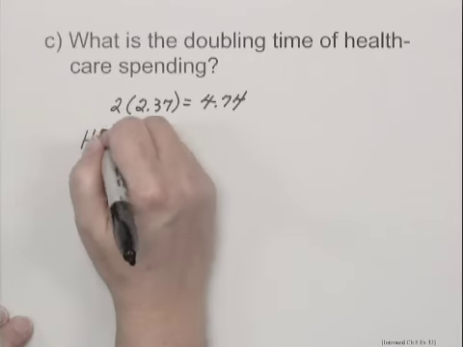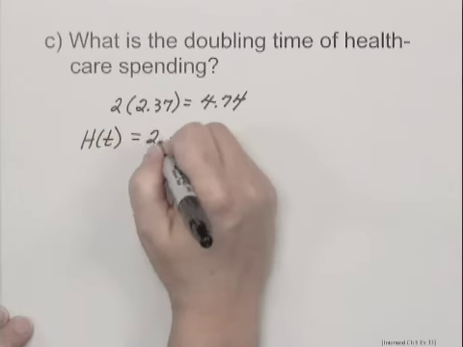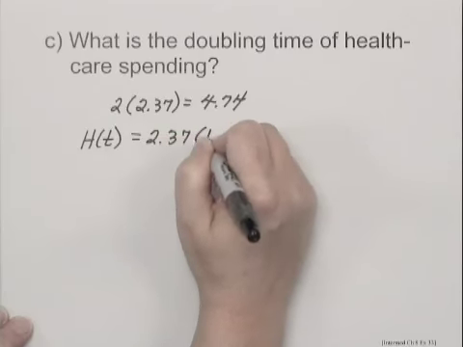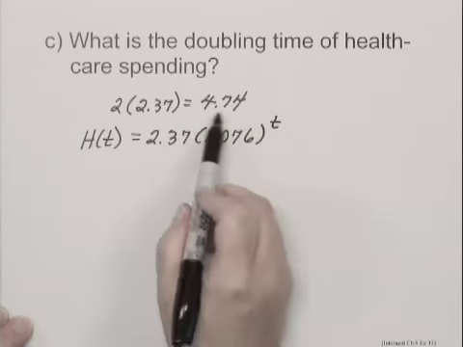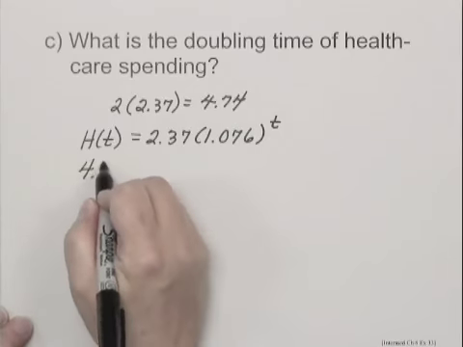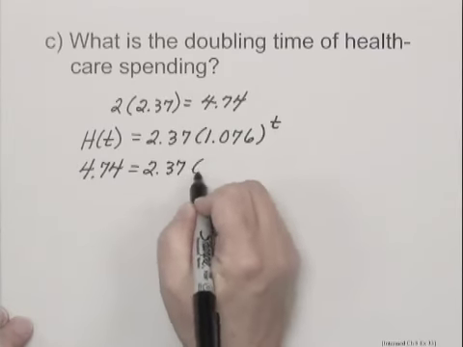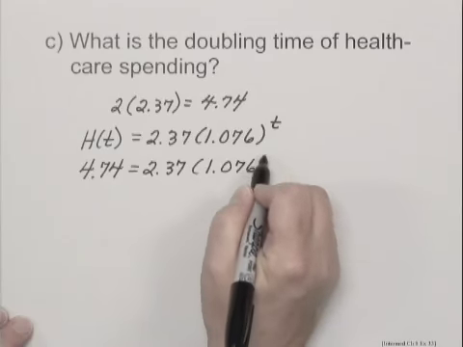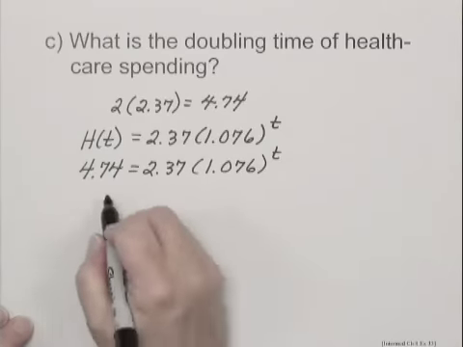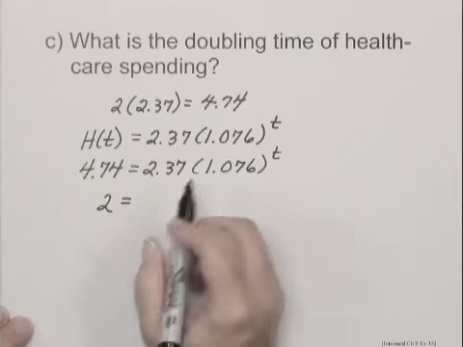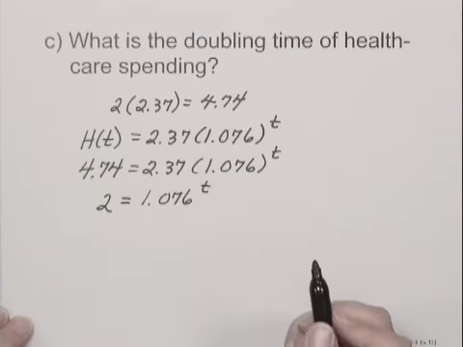This then is the amount that gets substituted for h of t. Again, let's rewrite h of t. H of t is 2.37 times 1.076 to the tth power. So substituting, we get 4.74 equals 2.37 times 1.076 to the tth power. Dividing both sides by 2.37, we get 2 equals 1.076 to the tth power.